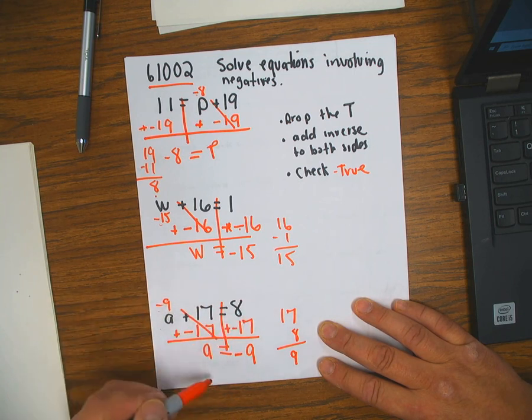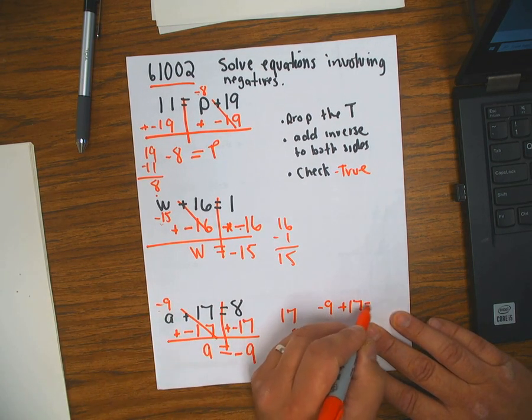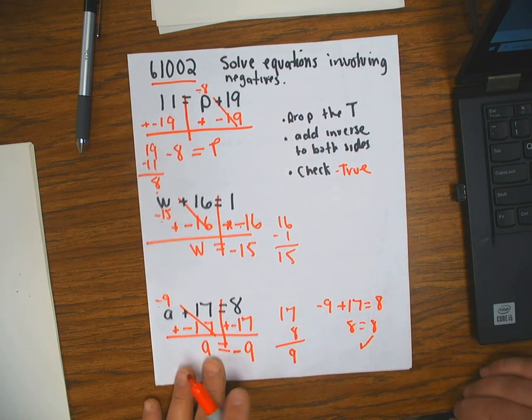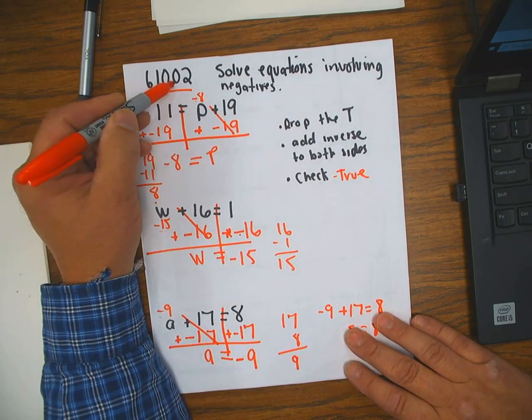So I'm checking that. Some teachers will actually have you put that in and do the math and go like that. That's checking. Okay, so that is problem set 61002.